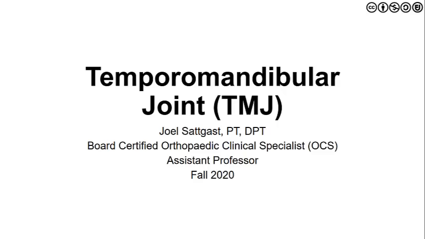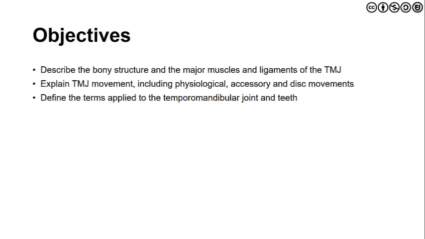Today's podcast is going to be looking at the temporomandibular joint, otherwise referred to as the TMJ. We have a few objectives that we're going to be walking through and looking to answer over the course of this presentation, specifically describing some of the bony structures, some of the major muscles and ligaments of the TMJ, as well as looking at some of the overall movements, physiologic, accessory, even at the discal level, and then finally defining some of the terms that are commonly used for the temporomandibular joint as well as the surrounding teeth.